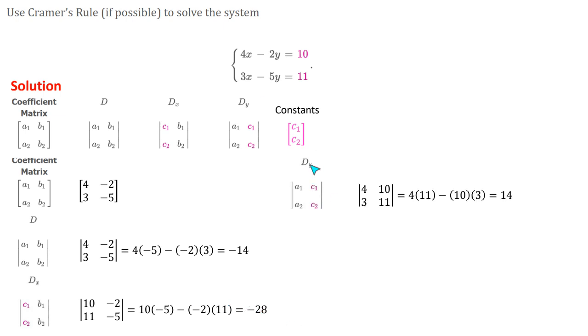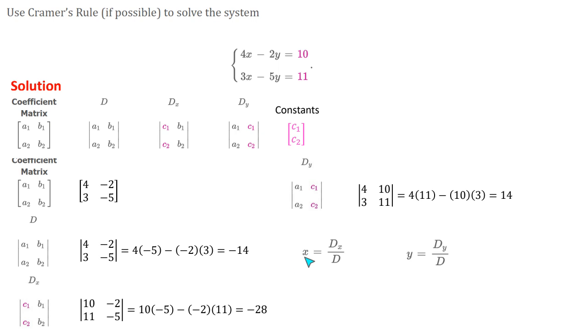And then for dy, I'm going to replace my y's with my constants. So instead of the b coefficients, I'm going to have the constants. And then we find the determinant, which is 14.